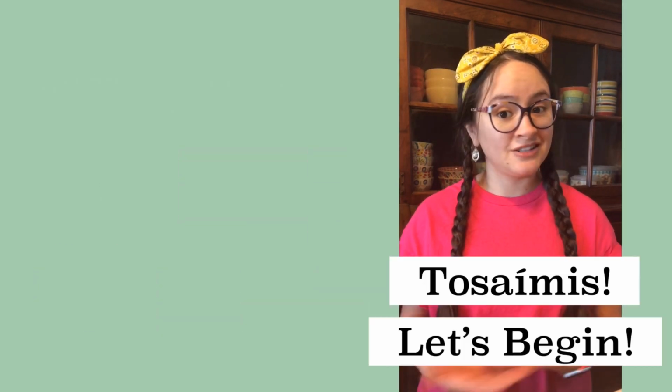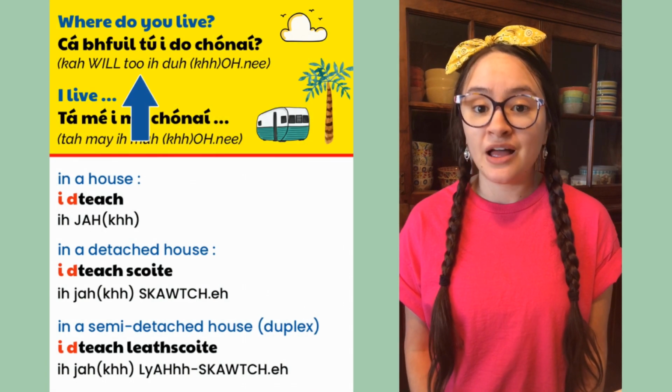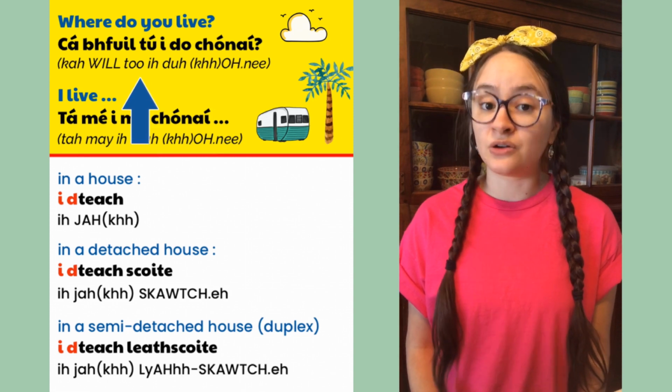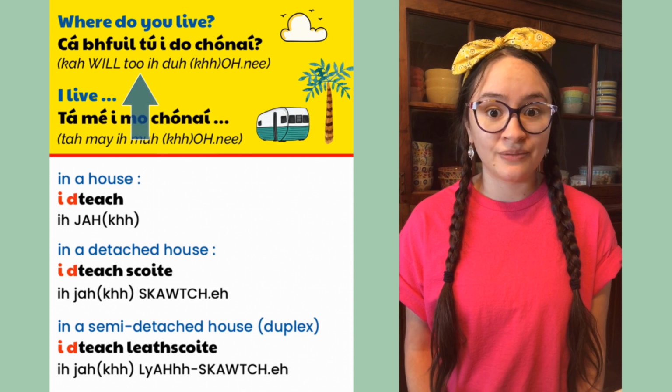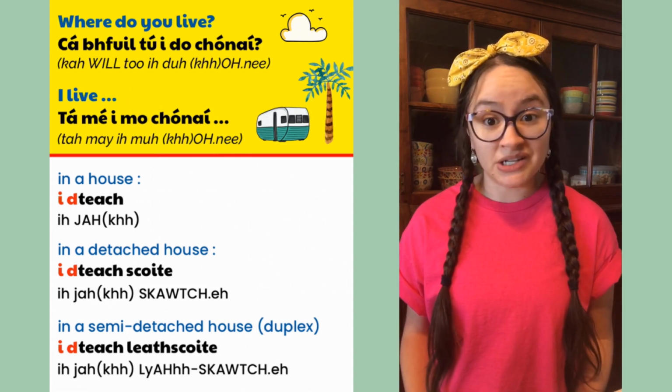First, let's look at how to ask somebody where they live in Irish. And you can follow along with the notes that I'll have on the other side of the screen. So you would say, Cá bhfuil tú i do chónaí? Where do you live? Now this literally means, where are you in your residence?